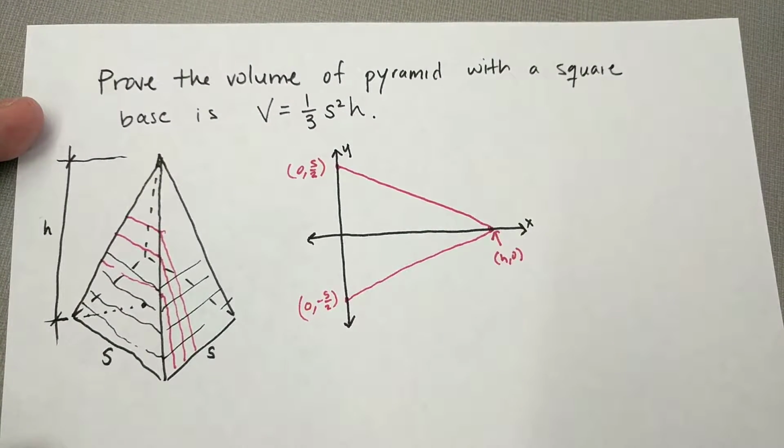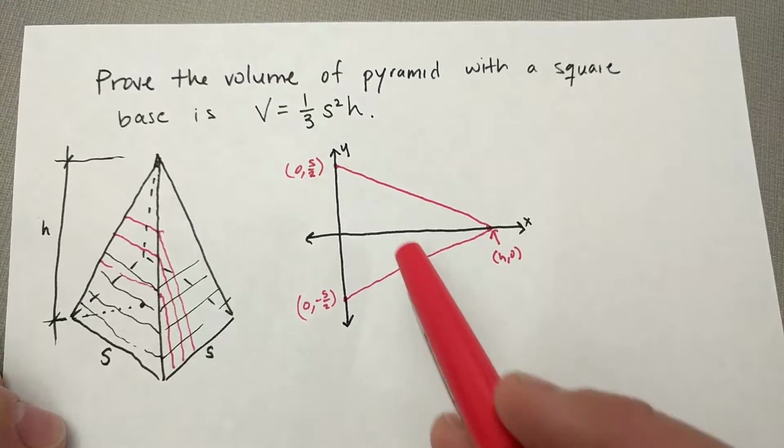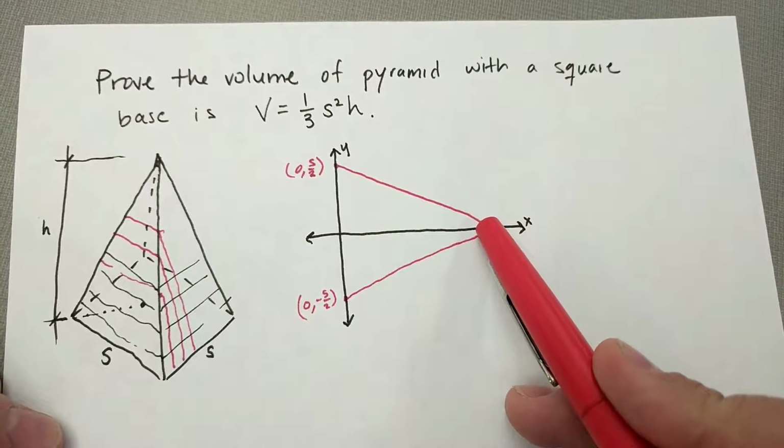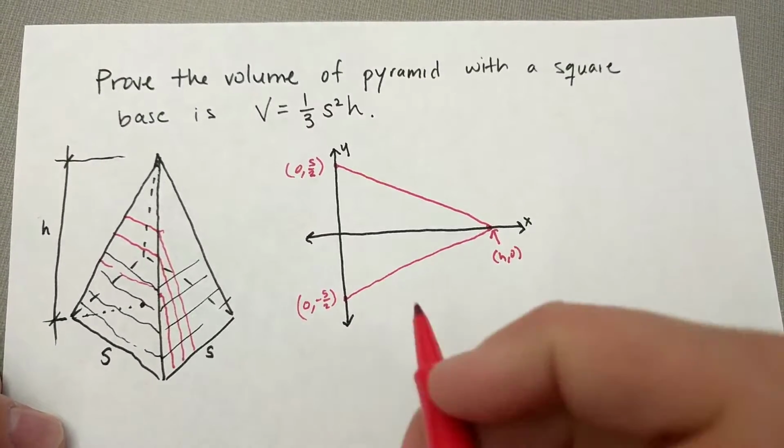All right, and so what we want to do is find the equation for each of these lines here. That's the next step. So how do we represent the equation of each of those lines? Let's start with the top line.